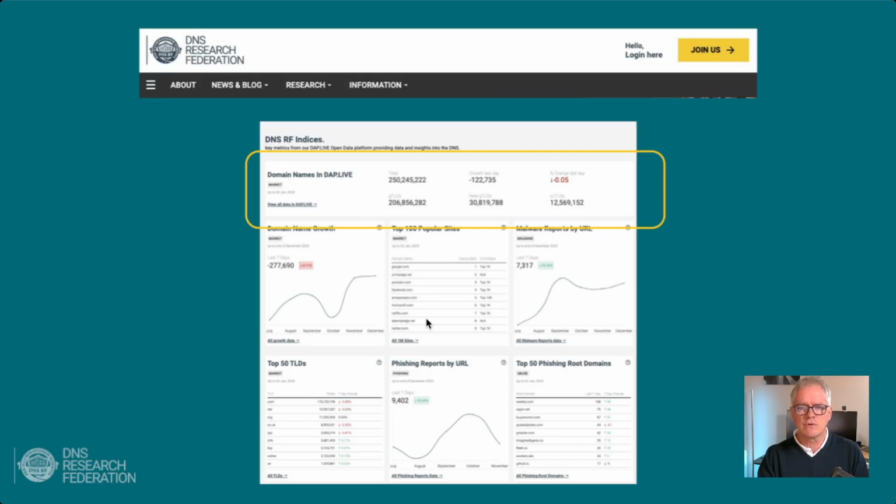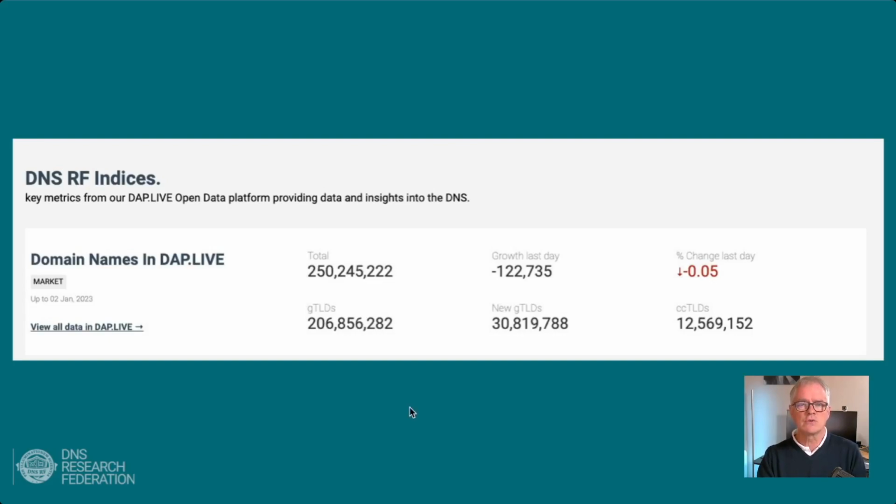Just talking through the widgets, we're going to start with the top section, which is a set of key measures that are interesting to the domain name system industry. The total number of domains that are actually in DAP.LIVE that we're managing, 250 million at the moment. That's growing all the time. There are fluctuations up and down with the market.